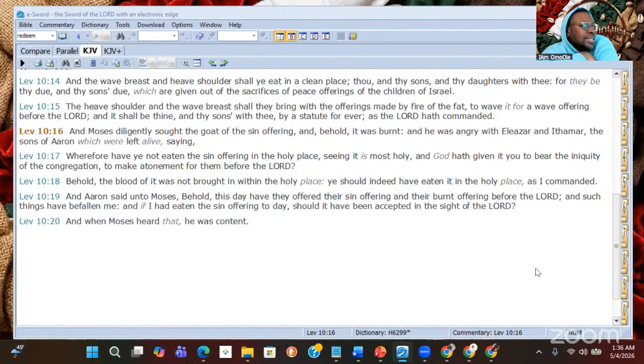And Moshe diligently sought the goat of this kata'ah offering, and behold, it was burnt. And he was angry with Eleazar and Itamar, the sons of Aharon, which were left alive, saying, Wherefore have ye not eaten the sin offering, the kata'ah offering in the holy place, seeing it is most holy, and Jehovah and Elohim hath given it you to bear the iniquity of the congregation, to make atonement for them before Jehovah.